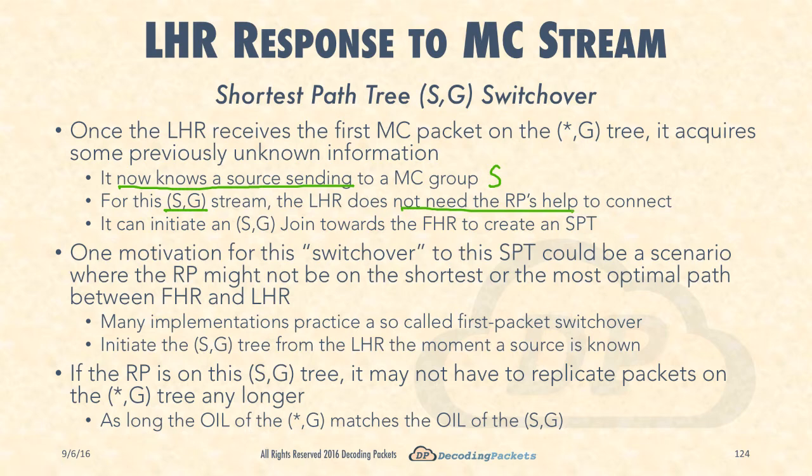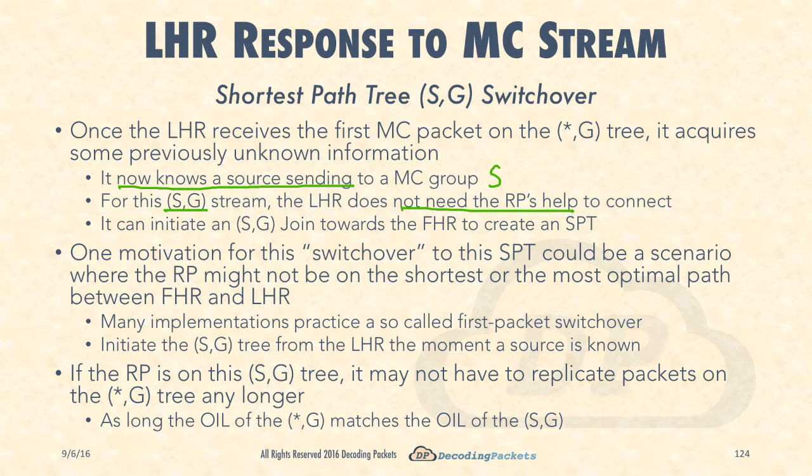knows the S comma G tree, and we have this join prune mechanism, remember, for the S comma G. This is the same mechanism that was used by the RP initially after the registration process. So really, the S comma G join process depends on the knowledge of a source. The RP acquired this knowledge using the register message. The FHR sent a register message to the RP, and thereby the RP acquired the S comma G information. The LHR acquires this information from this very first multicast packet, but the effect is the same.